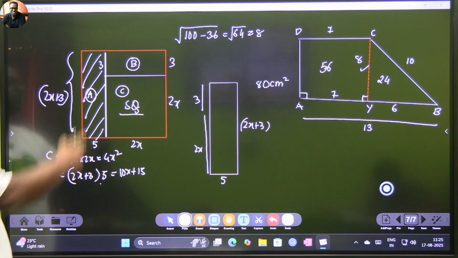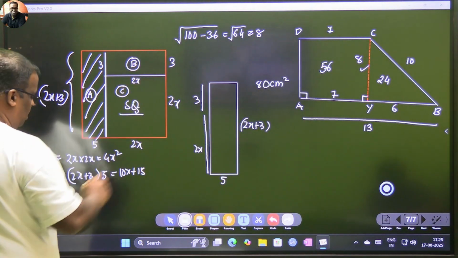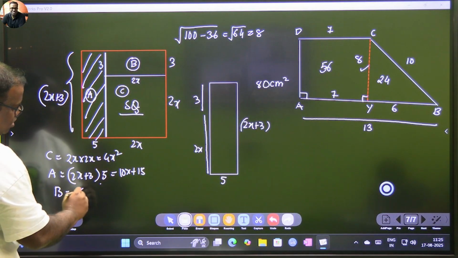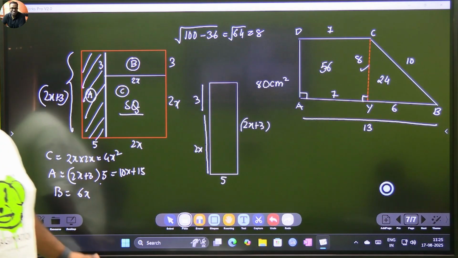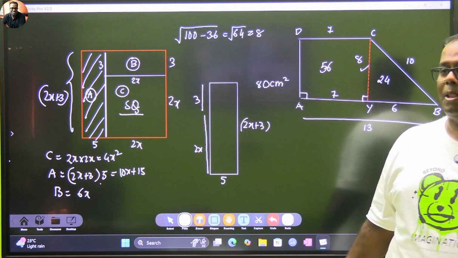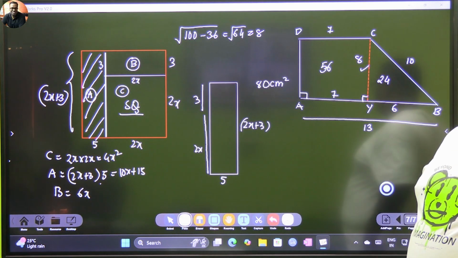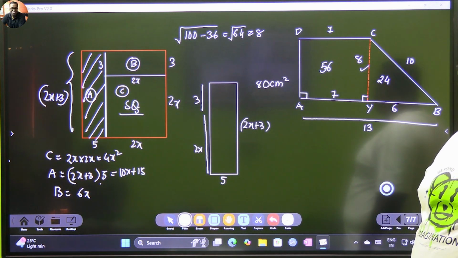And then you are left with B. B is very simple. B is something which has got 2x and 3. So B's area will be 6x. It's so easy. What was getting difficult in this problem? You tell me, I'm there to help you.